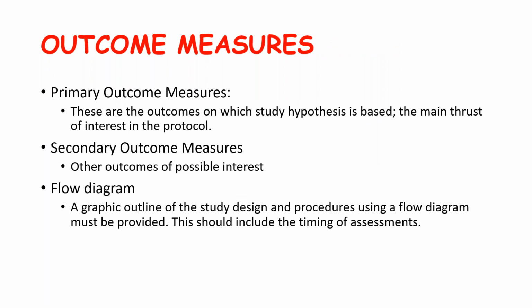Then the most important part is the outcome measures. So you will have a primary outcome measure. There is a notion which goes on in UCMS, I don't know why, that people think that there should be only one primary objective or one primary outcome measure. It is not necessary. You can have two primary objectives and two primary outcome measures also. So you have to mention how that outcome will be measured.